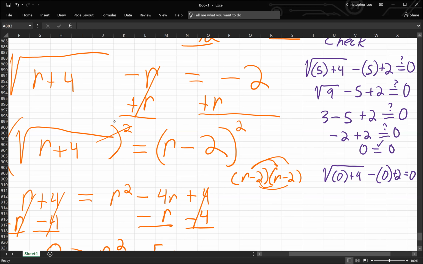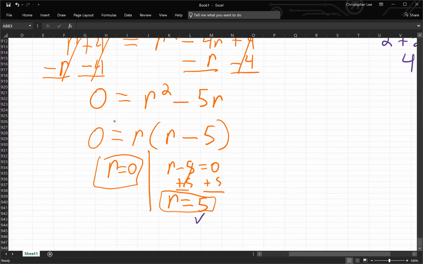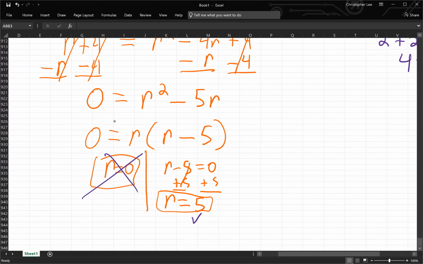Yeah. So now let's see, right? Allegedly, the square root of 0 plus 4 minus 0 plus 2 is equal to 0. Let's see. Square root of 4, I think, is 2. So 2 plus 2, allegedly, that's equal to 0. But in fact, 4 does not equal 0, right? So we know that r equals 0 is not a solution. So the only answer to my question is r equals 5.